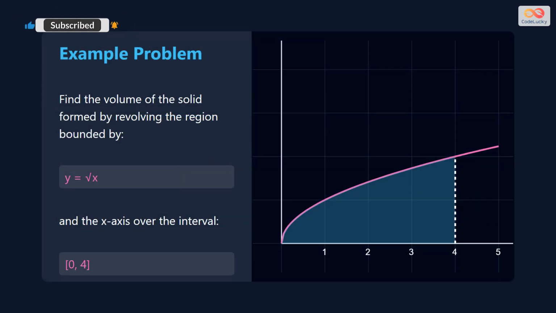Let's try a concrete example. We want to find the volume of the solid generated by revolving the region under the graph of y equals the square root of x between x equals 0 and x equals 4 around the x-axis.